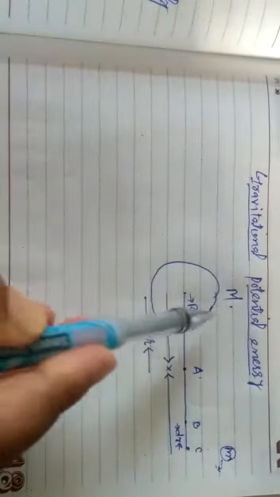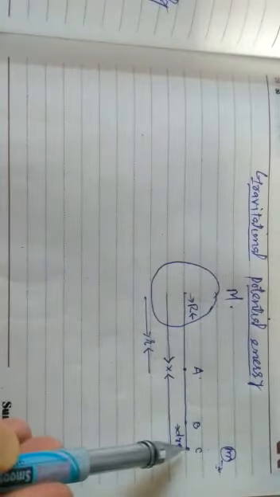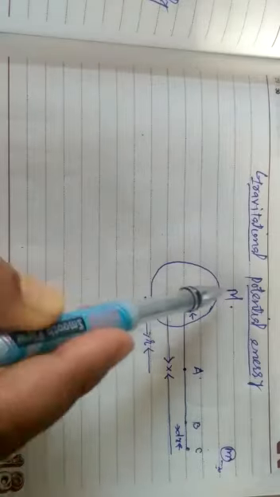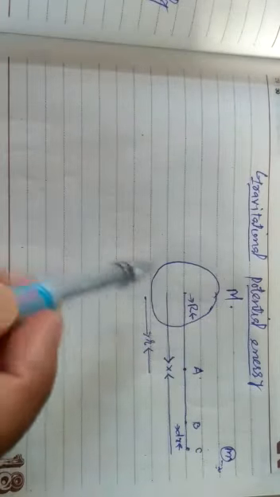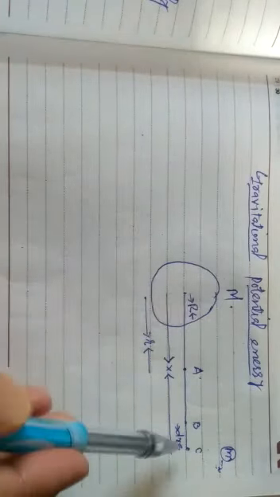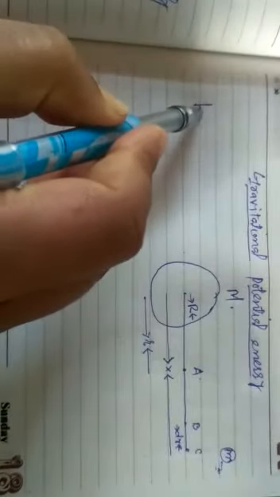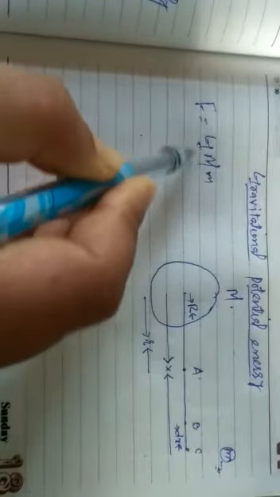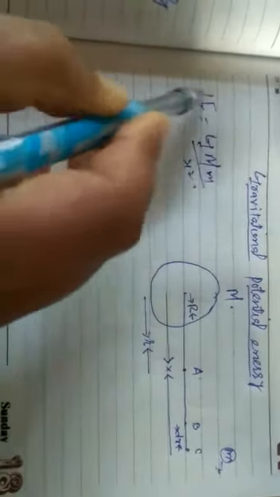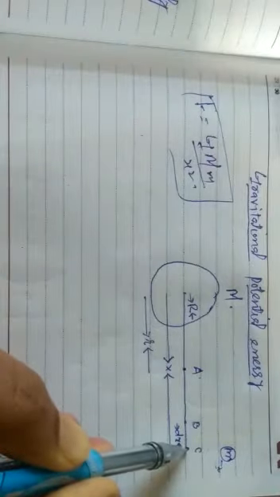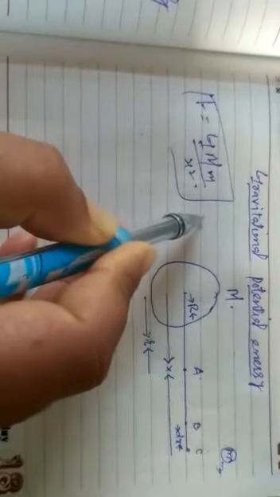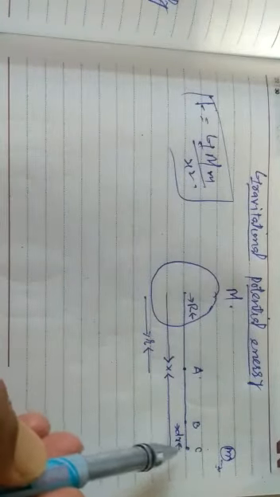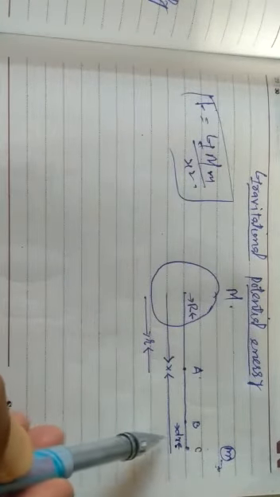For that purpose, we consider a small mass m, which is placed at a distance of x from the mass M, that is the mass of Earth. Then the gravitational force of attraction between Earth and this mass will be F equals G M m over x square. Why x? Because the mass m at point C is at a distance of x. Now let the mass be displaced from C to B through a small distance dx.